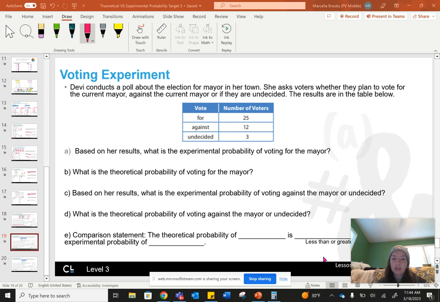And then based on her results, what's the experimental probability of voting against the mayor or undecided? You add those experimentals together of undecided and against. What's the theoretical probability of voting against the mayor or undecided? So you add together the theoretical probability of against the mayor and undecided. And the last part, you can just skip.